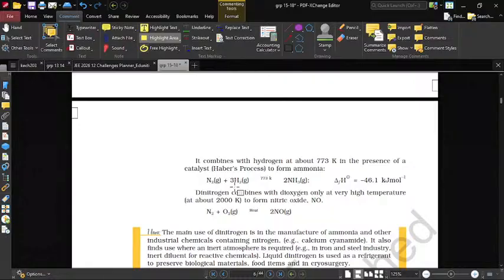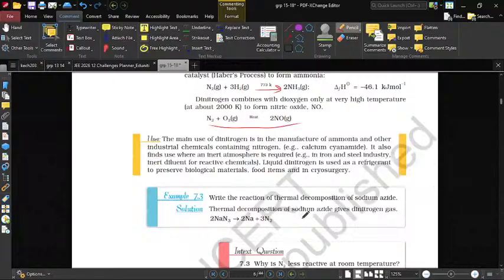It combines with hydrogen at about 773 Kelvin in the presence of a catalyst, the Haber process, to form ammonia. N2 gas plus 3H2 gas at 773 Kelvin will give 2NH3 gas. Delta H of formation is minus 46 kilojoules. Dinitrogen combines with dioxygen only at very high temperature, about 2000 Kelvin, to form nitric oxide, NO. N2 plus O2 will give 2NO.